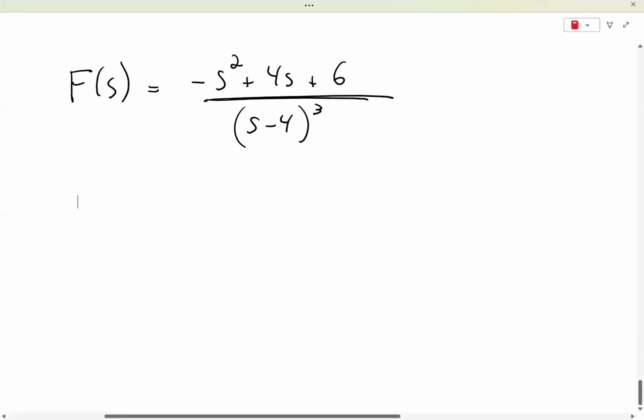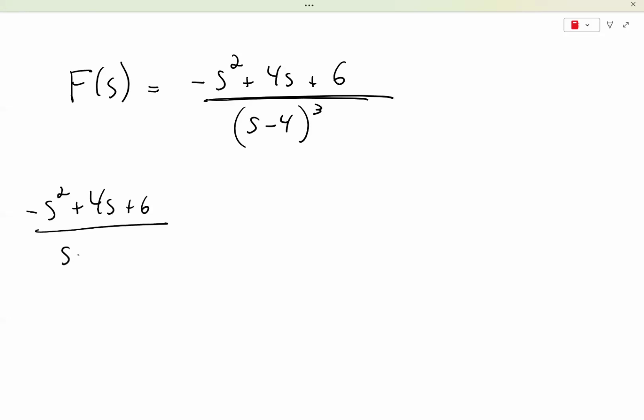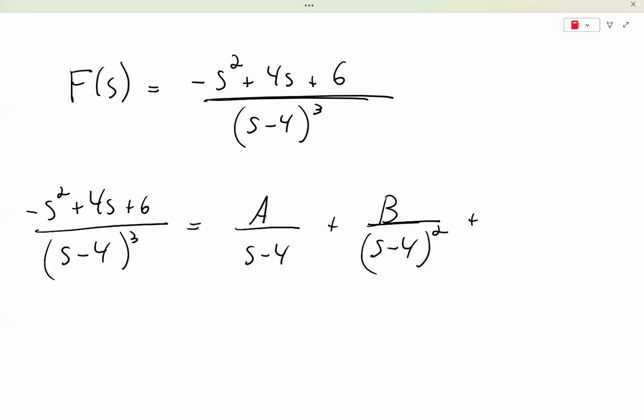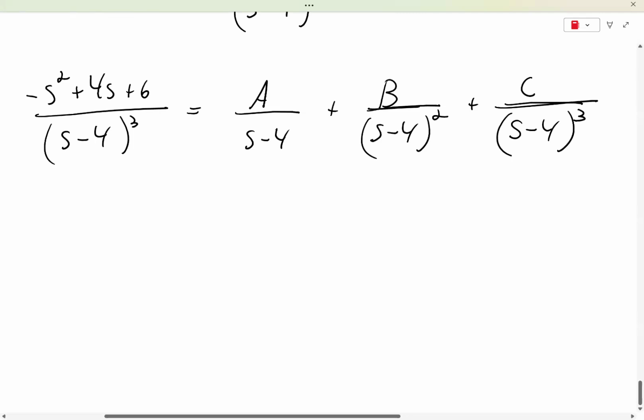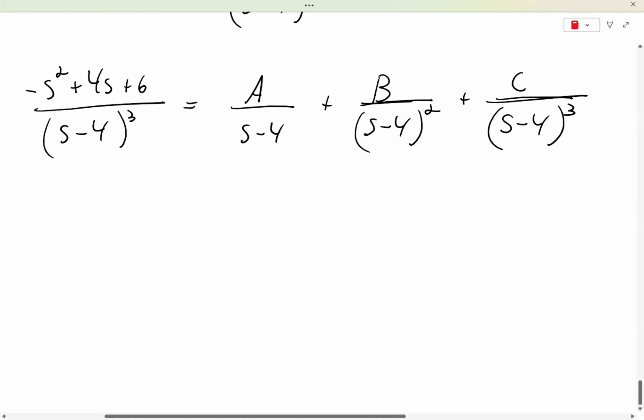So gotta use partial fractions here. This one here, it goes like this. If you have repeated linear, it looks like this here. You have A over s minus 4 plus B over s minus 4 squared plus C over s minus 4 cubed. You have to have the powers going up when you break it apart. Because it looks like this here. You can see like that.